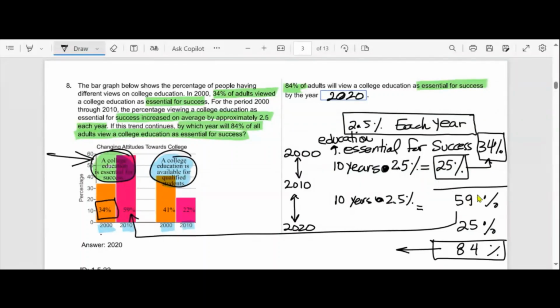Do you understand how this is being done or no? Yes. Clear or not clear? Yes. Okay, I'm going to stop the recording.